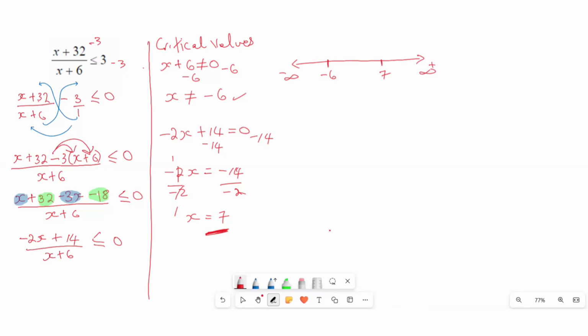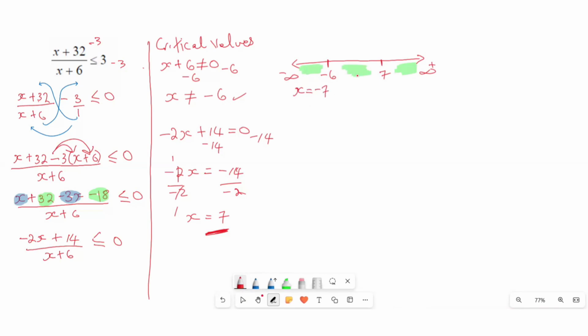So we're going to be testing in those regions. We're going to pick a number that is in this region, something that is less than negative 6. Then we're going to pick a number between negative 6 and 7. Then we pick a number that is greater than 7. We're going to test to see what's going on. So let's identify the numbers that we're picking. I'm going to take where x is equal to negative 7.